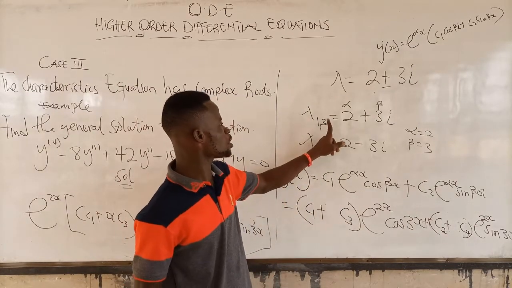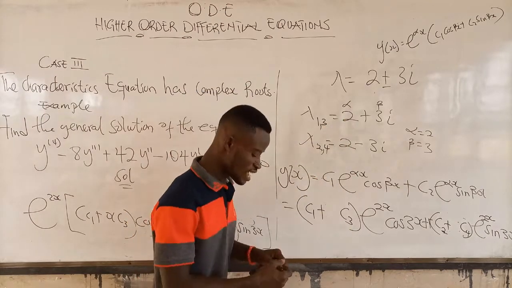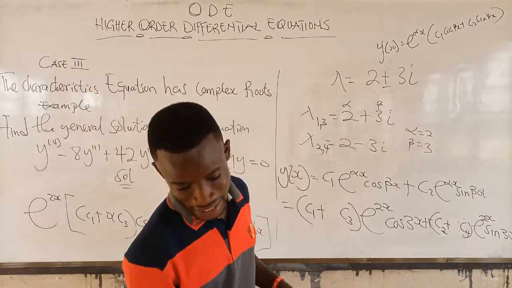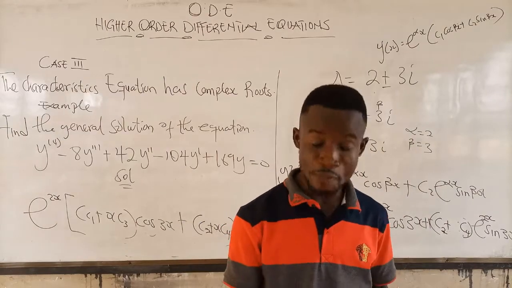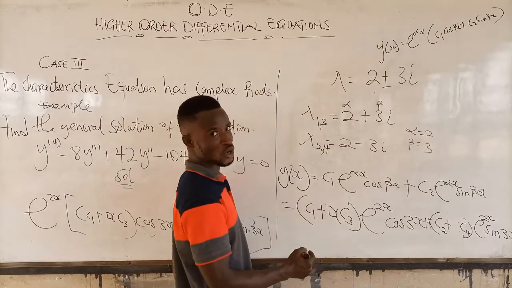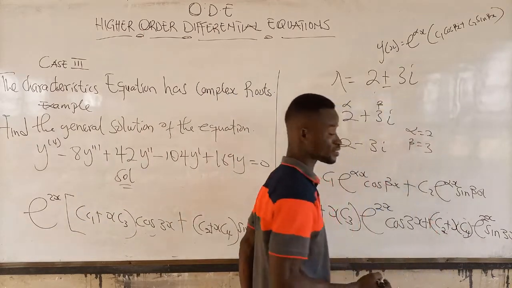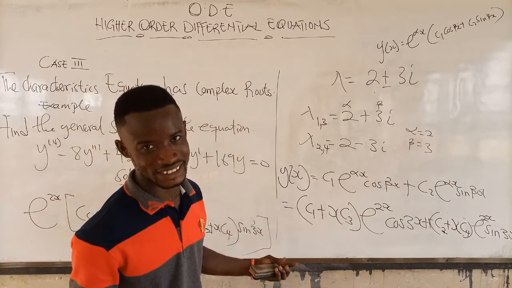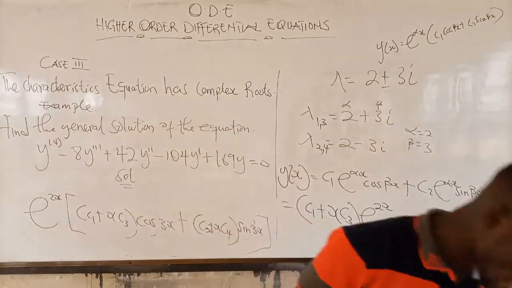Oh, this is having a multiplicity of 2. This is having a multiplicity of 2. Then, like how we write that of a characteristic equation with repeated roots, then you come and attach x to the second constant. Here, you come and attach x to the second constant. And that is all. I hope you can see that. It's not difficult. It's just easy as that.